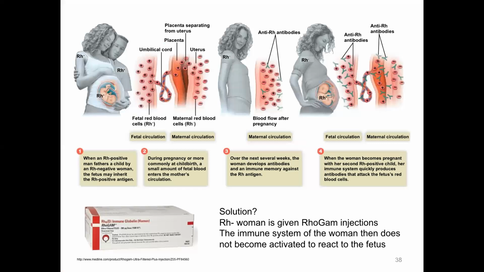So you'll have to know for the exam what the combinations are. Remember, the combination is an Rh negative woman, an Rh positive man, and, in the second pregnancy, an Rh positive child. All right, so that's what you need to remember.